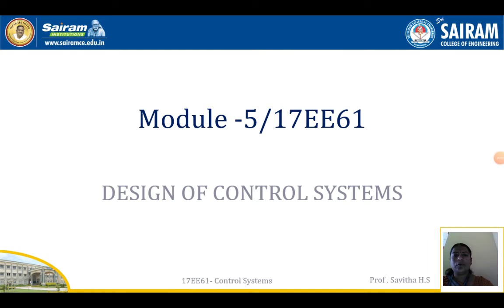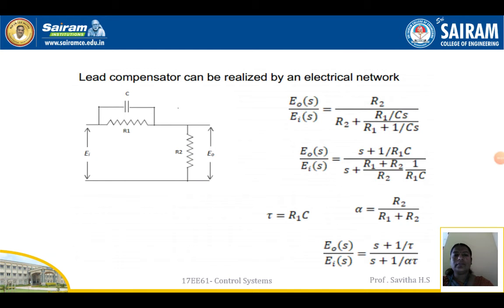We'll continue module 5, design of control system. Lead compensator can be realized by an electrical network. So you can see in the figure the given electrical network. In that, E naught of S is the output and Ei of S is the input. Here R1 and C1 are in parallel.